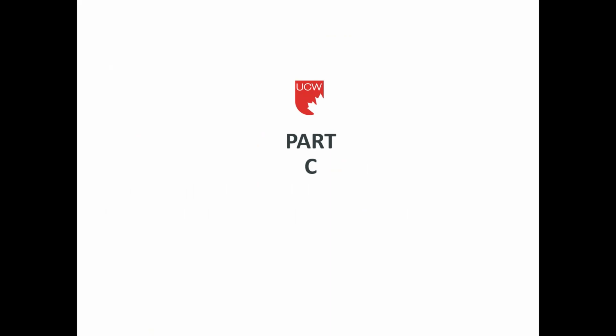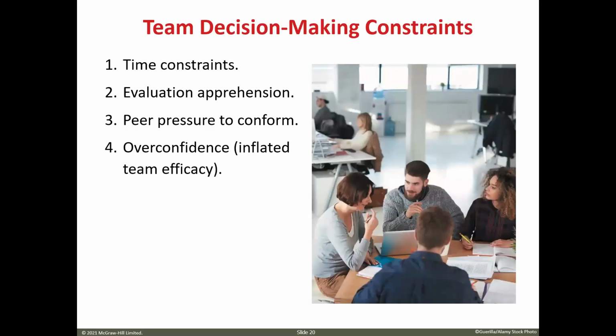Now, we go to the last part, part C, when we talk more about decision making. When we talk about decision making in companies, this is a very important issue, and decision making, in fact, might have some problems. So teams make decisions, and it's not always easy. For us, it's good to know about these 4 constraints or 4 challenges team members might face while making decisions.